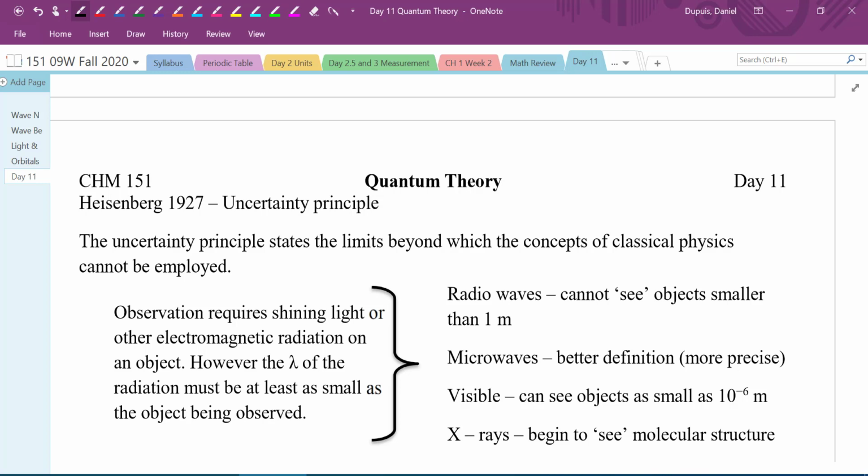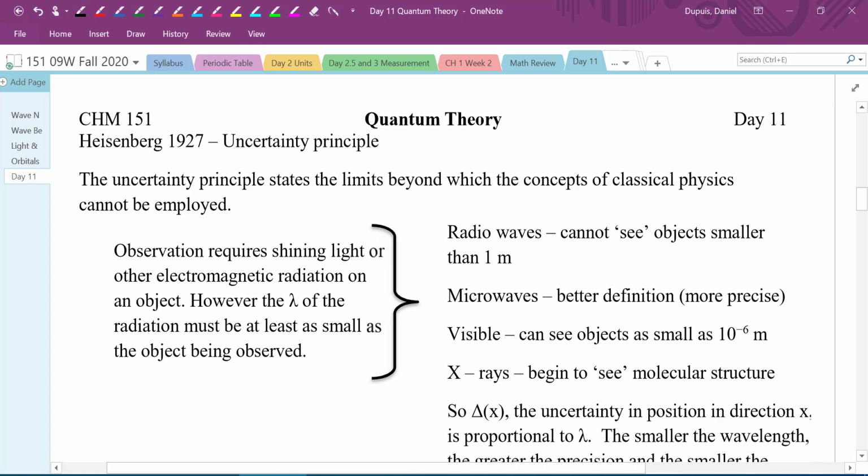Okay, so it's hard to see a lot of humans with radar. Microwaves, not a problem. Now we don't want to use too much microwaves because it does cook us. Visible light, we can see people. You have very high resolution of most of the objects we touch and deal with because the wavelength we're using to look at our objects is so much smaller than the actual object. All right. So with X-rays, we get to see the molecular structure.